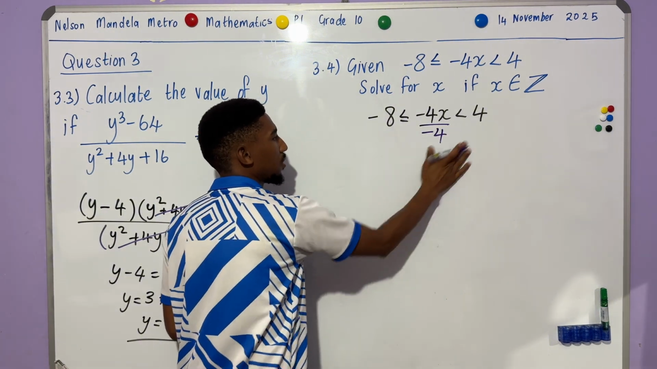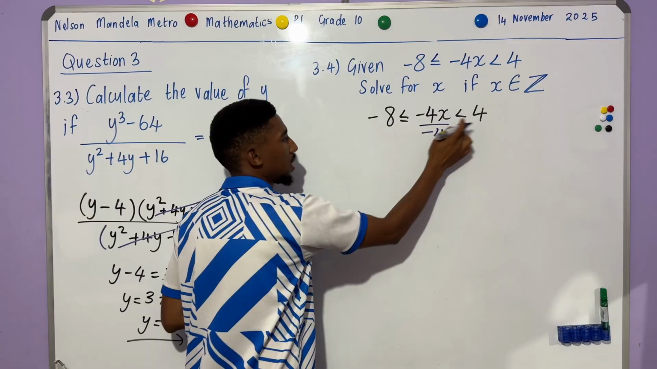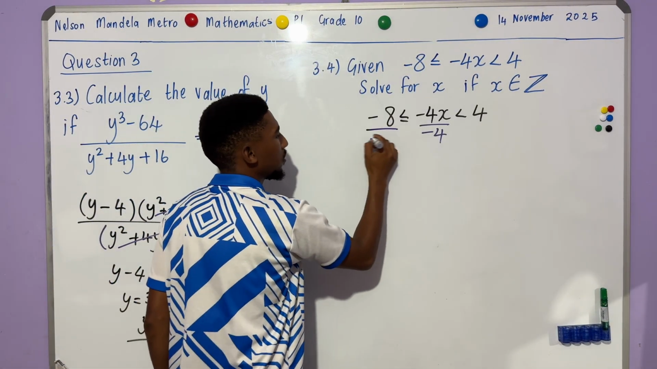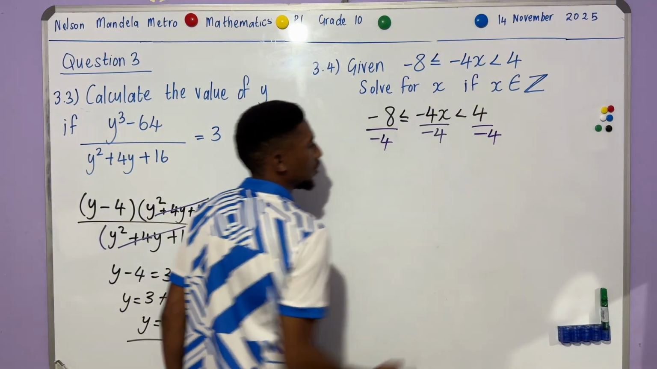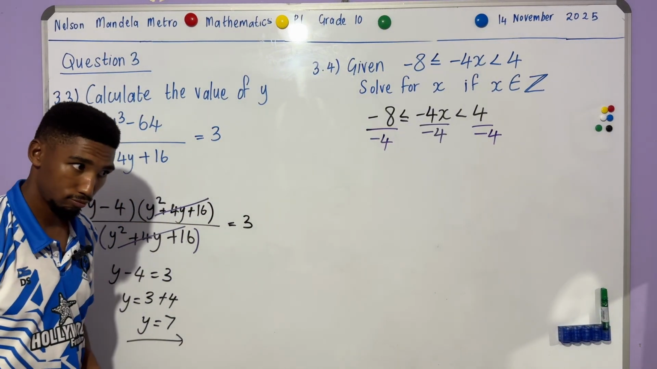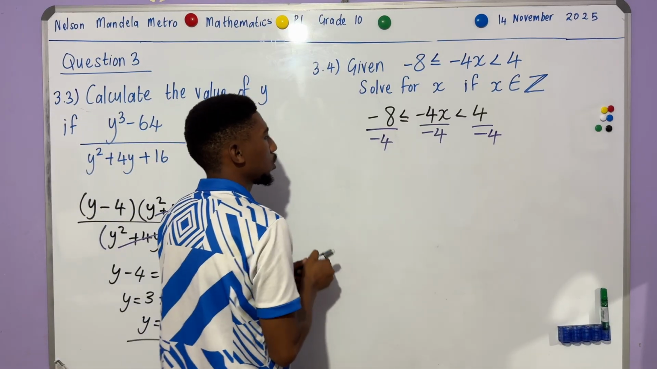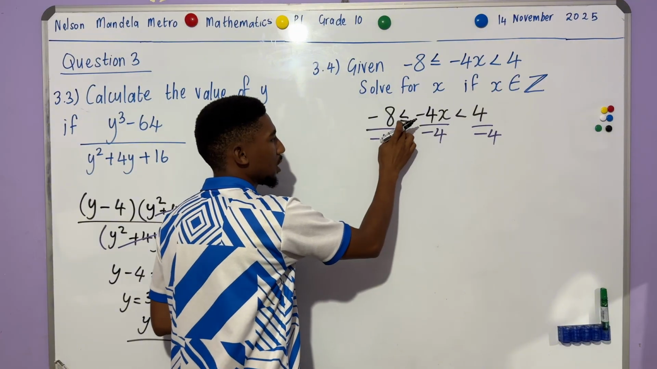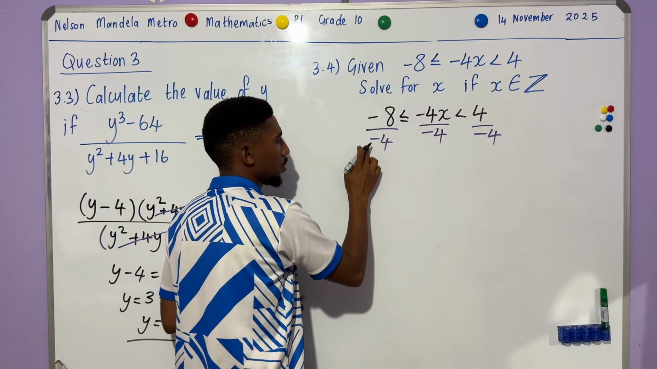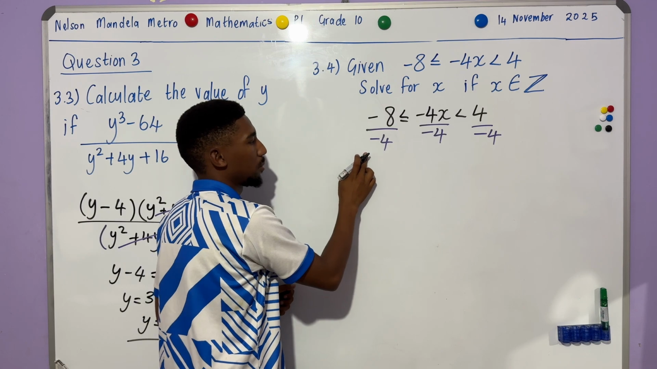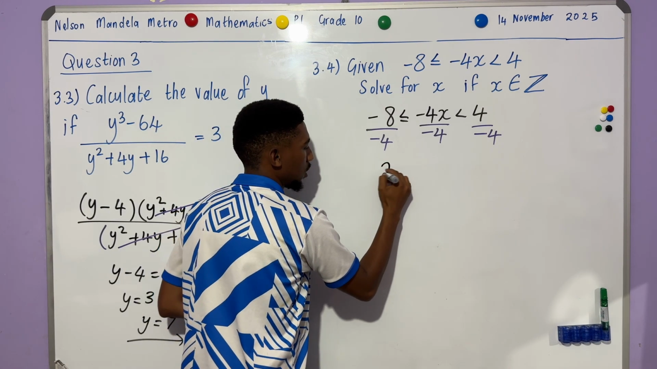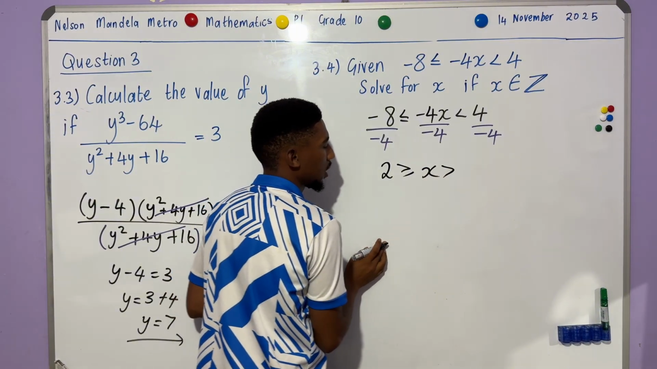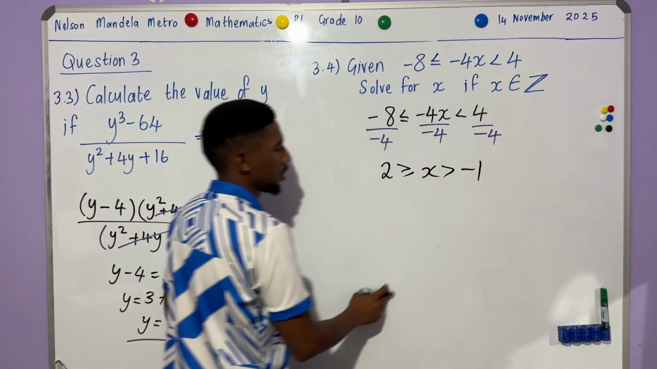What we have to do when we have the situation where there are 3 different sides is divide by minus 4 for all of them. What's important to note is that when I divide by a negative number, the signs will change. So I have minus 8 divided by minus 4, which would give me 2. That now goes like this. I have x, that changes as well, and this becomes minus 1.